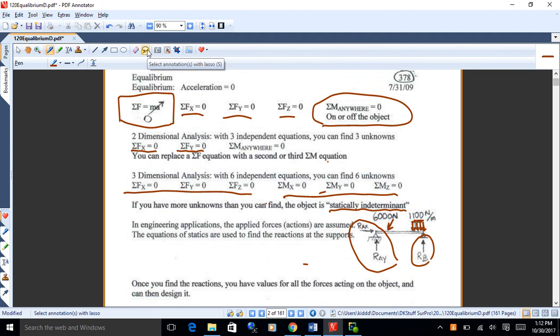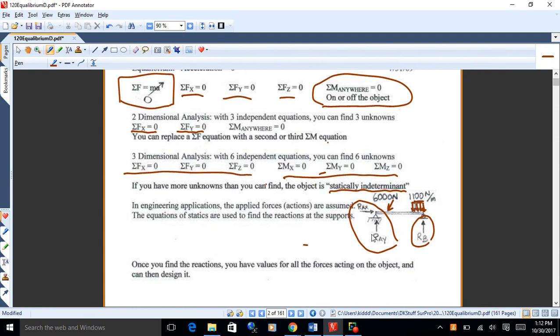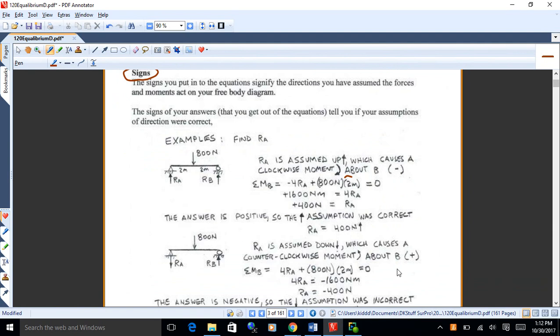So what we're going to do is assume what the applied forces are, and those will be given to you in this class. In the working world, you'll have to figure them out, but in this class, they're given. Then we'll look at a free body diagram, draw the reactions on there, and then use the statics equations to solve for them. Once you've got everything, then you can design the beam or whatever it is you're working on. Okay. And then we have this bit here about signs.